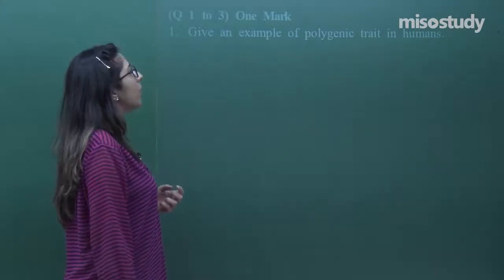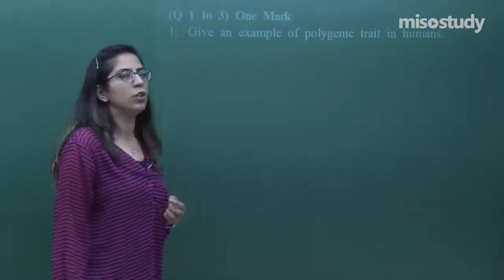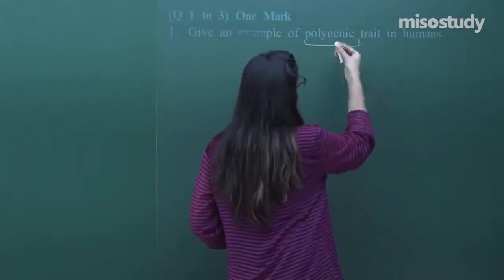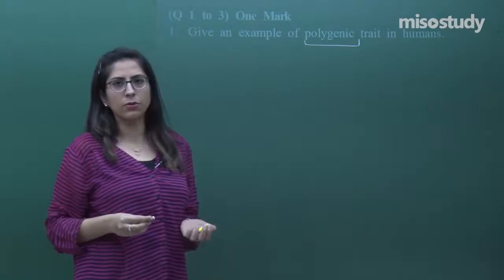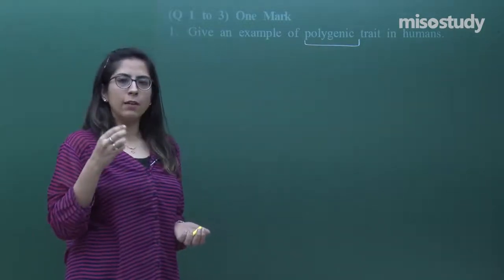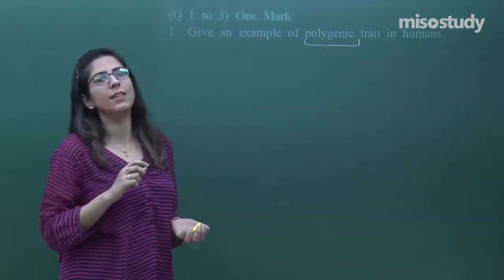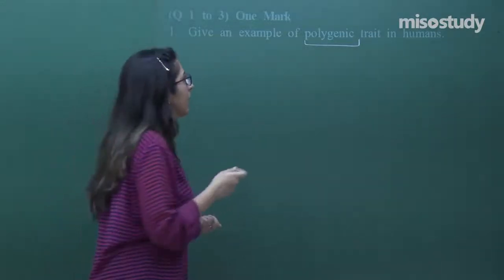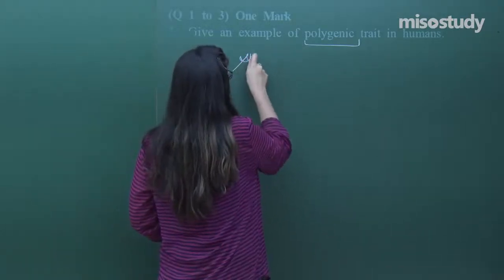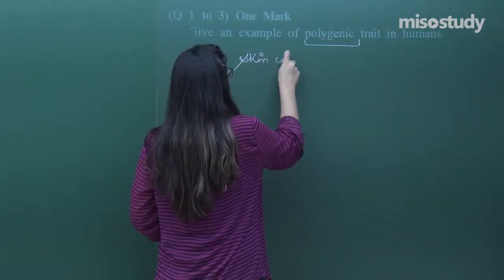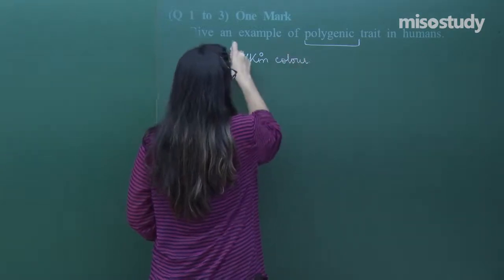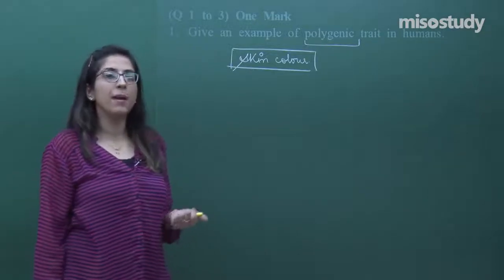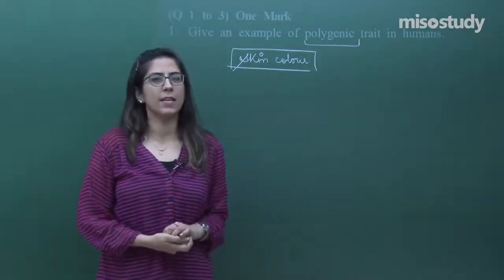Give an example of a polygenic trait in humans. Simultaneously, I will be discussing about the different words also. So polygenic traits are those traits which are not influenced by a single gene, rather there are multiple genes which affect this. For example, skin color. Skin color in case of the human being is controlled by many genes. That's why it is polygenic inheritance.